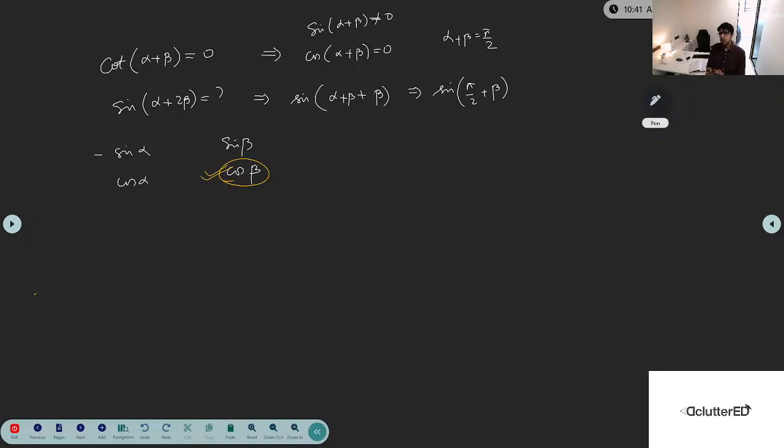It was a simple oral question. Where students get confused is they see 2 beta, and that's what puts them off, but they have given the relation of alpha plus beta, and to break 2 beta as alpha plus beta is the catch here.